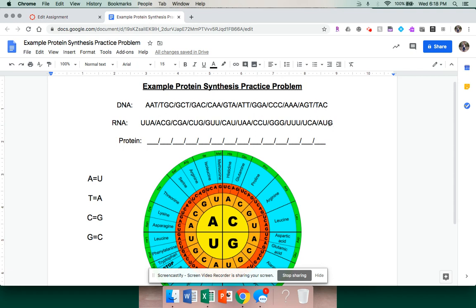The reason they don't line up perfectly is just because in this font, letter G is wider than any of the other letters, so it's okay that it doesn't literally line up perfectly. All right, so we've made our complementarily bonded RNA.